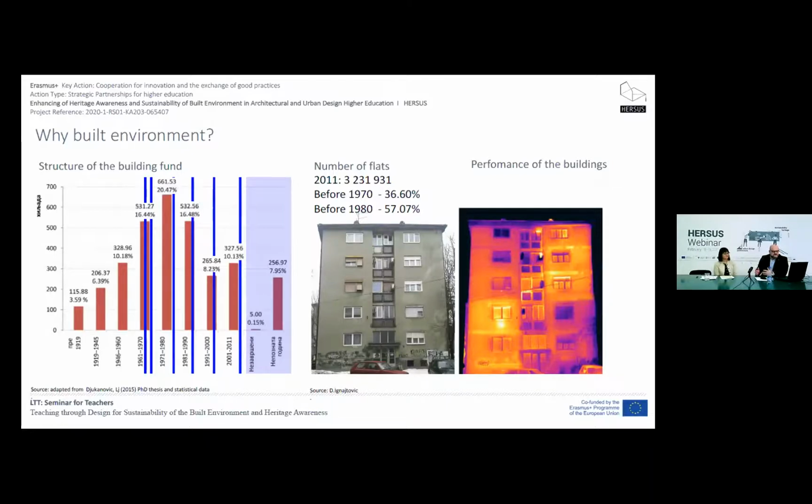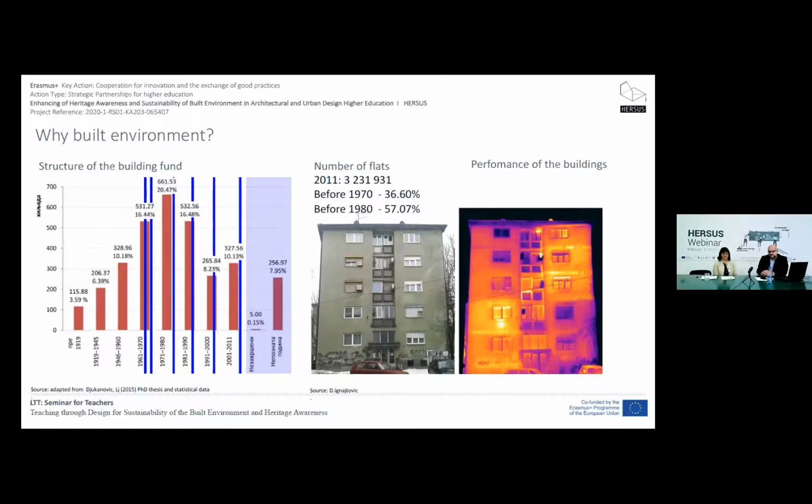Aside from this studio, there are numerous other subjects dealing with the specific technical knowledge needed for assessment of the performance of buildings. One of these is the implementation of infrared inspection in building performance. On the left, you can see the structure of our building fund, where more than half was constructed before 1980, a period with very low energy efficiency standards, meaning that half of our built heritage is not according to any contemporary standard.